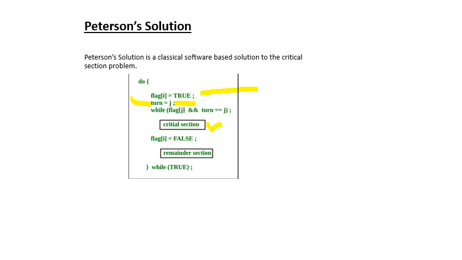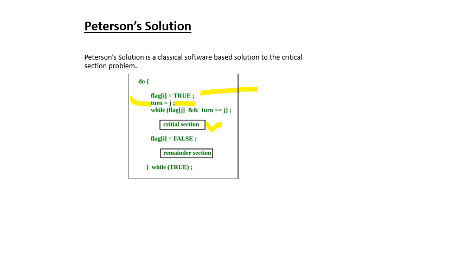What are the three conditions we have discussed in the previous slides? First one is mutual exclusion. It assures that only one process can access the critical section at any time. Next, progress is also assured, as a process outside the critical section does not block another process from entering the critical section. And next, bounded waiting is preserved, as every process gets a fair chance. So the Peterson solution checks that all three conditions are satisfied.